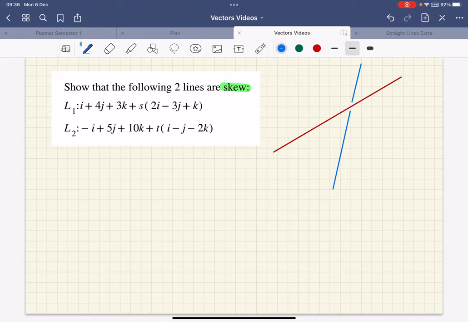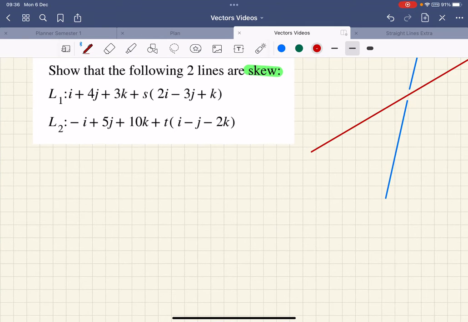Now, how can we show that? Well, to show that, we're actually going to look for an intersection point. Okay, and they generally tend to be similar to this. So similar to the one we did before, we'll set up an equation with x. So in the x coordinates from line 1, we've got 1 plus 2s, and that equals minus 1 plus t. So when we rearrange that, we've got 2s minus t equal to negative 2.